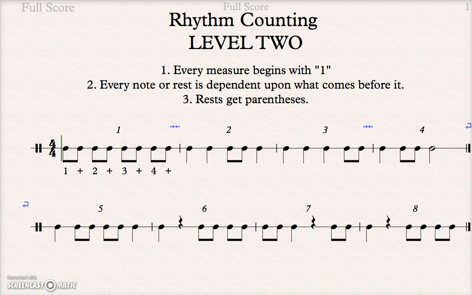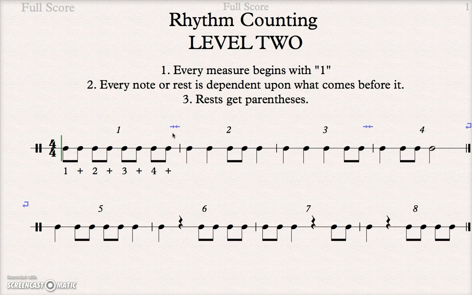Alright, happy campers. Here is Rhythm Counting Level 2. I hope you've studied Level 1 and you know what you're doing with quarter notes, half notes, and whole notes, and the equivalent rests. I've already taken the opportunity to write the 3 rules of rhythm counting up here so we can refer back to them.